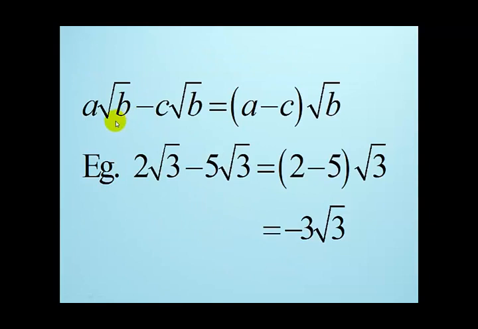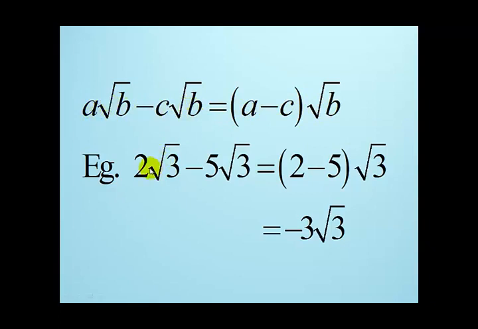Now with the subtraction of surds, if you have a root b minus c root b, we can see here that we have the same surd, root b, and so we subtract the coefficients. So we have a minus c root b. So you can only subtract the coefficients if they carry the same surd.